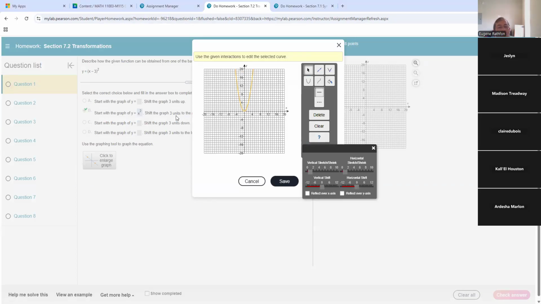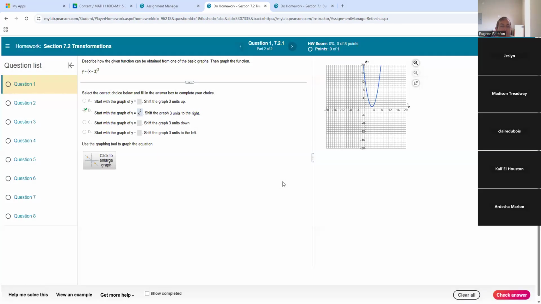Now, we said we're going to move 3 units to the right. So that's a horizontal move. You come down here where the horizontal button is, and you move it to the right 3 units. Once I move it right 3 units on this panel, it actually moved the graph over 3 units, okay? So once you've moved your graph, you're going to save that. And then you'll what? Check your answer.